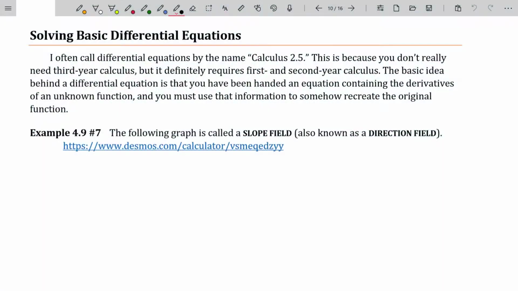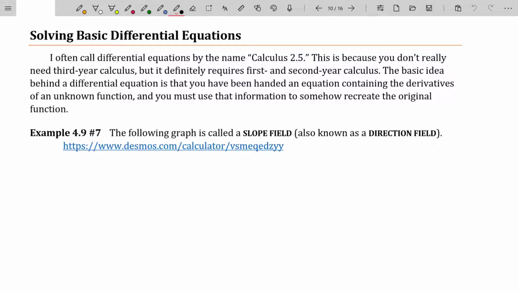Hello, my name is Roy Simpson, professor of mathematics at Cosumnes River College in Sacramento, California. Don't let the name of this video fool you. We are solving basic differential equations, but we're still in Calc 1. We're still doing anti-differentiation. It's just that at this point, you can actually start solving basic differential equations.